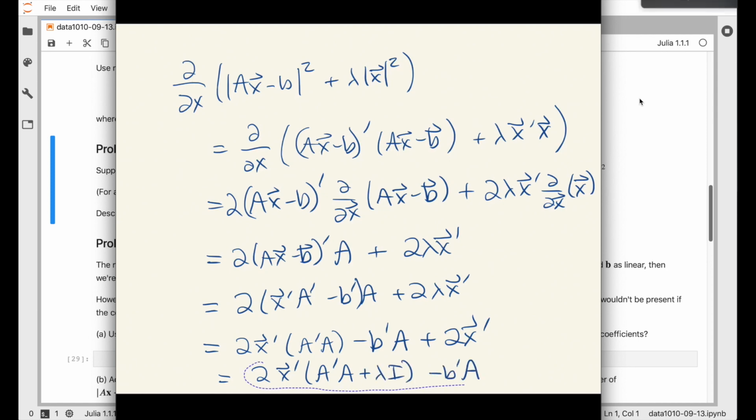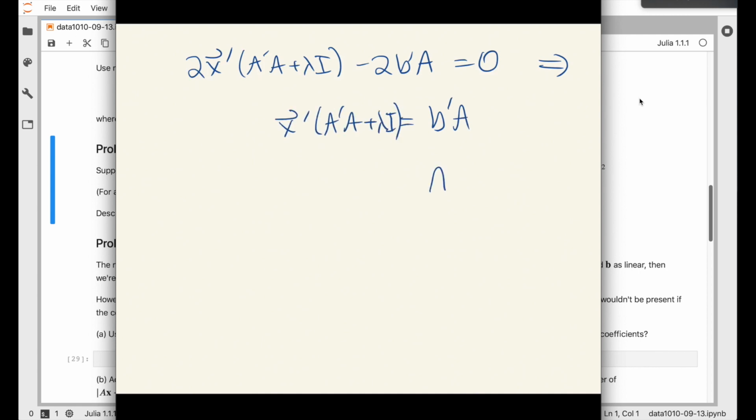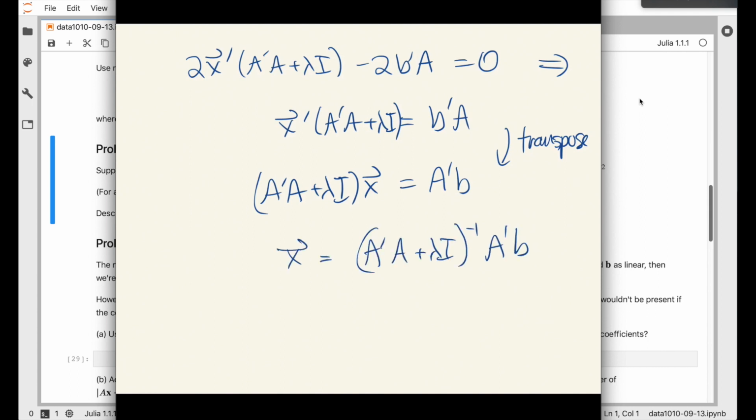So we can take this expression, which represents the derivative of the function we're trying to minimize, and set it equal to 0. So in this step we transposed both sides, and in this step we applied the inverse of A transpose A plus lambda I to both sides. The problem statement tells us to not worry about invertibility there. So we get this formula, and we can investigate what it looks like in the context of a specific example.